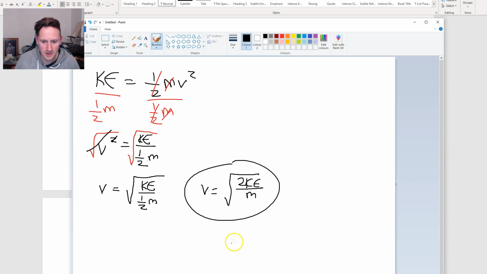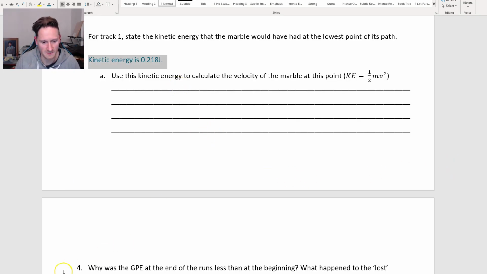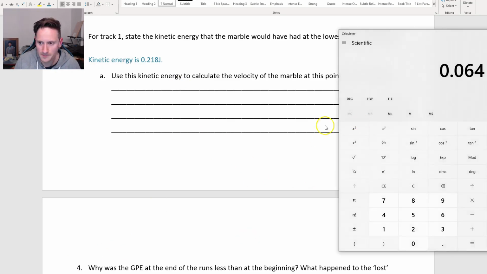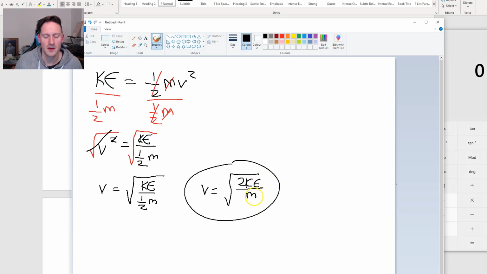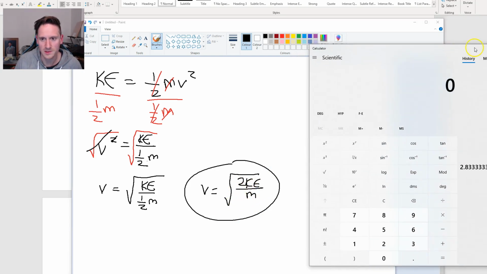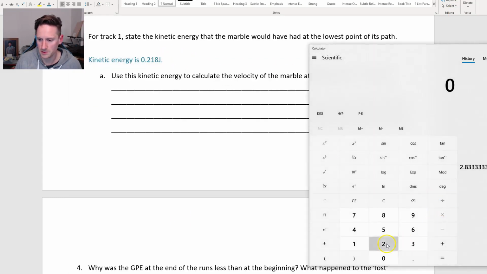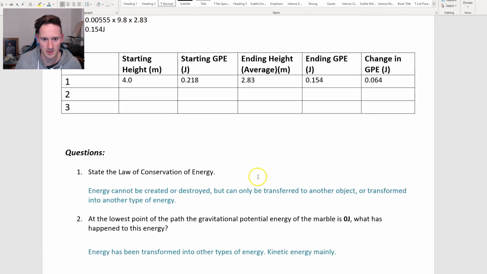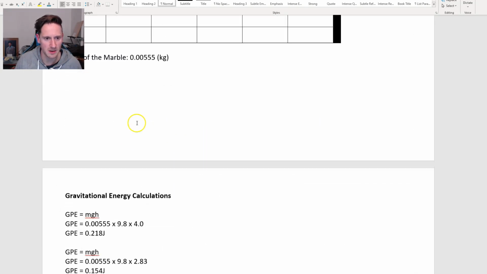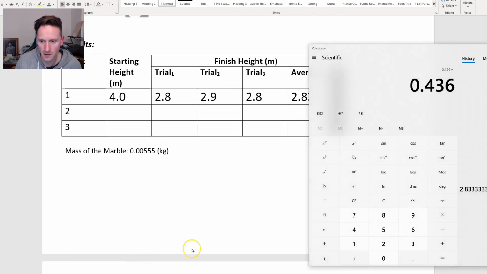So plug in your numbers and you'll be able to figure it out. The way I would do it, now I don't have a scientific calculator here, so it's not as easy, but I would say 2 times kinetic energy divided by m and then put the square root of that. We'll see if this works. This could go completely wrong. So the kinetic energy is that. So I'll go 2 times 0.218 divided by the mass, which was, where's the mass of the marble? Up here, 0.00555.